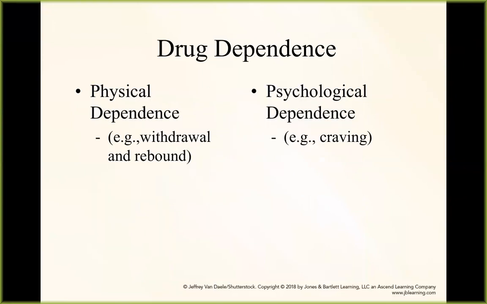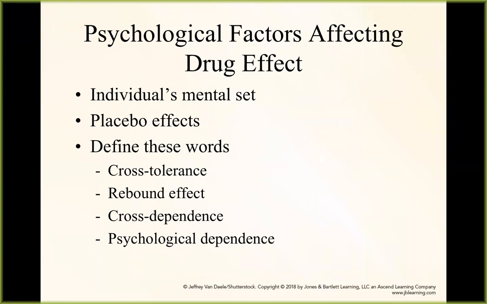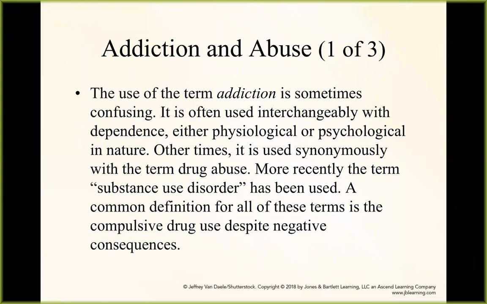They can become physically addicted and psychologically addicted. And they can start to get cross tolerance, where they take another drug and it impacts them. They can have a rebound effect, where if they don't take it, they have an effect. So become familiar with each one of these terms. And I want to make sure that we define addiction.